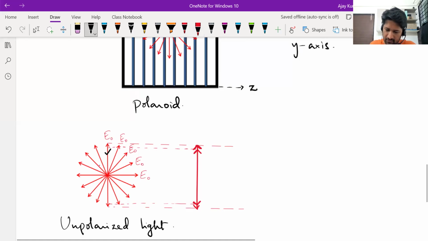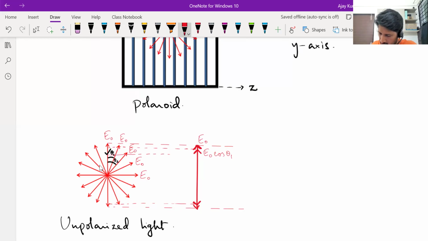Let's say the second wave makes an angle theta 1 with the y-axis. So one electric field that passes is E naught. The next electric field that passes is E naught cos theta 1. Then the third wave you consider, assume it makes an angle theta 2 with the y-axis. How much will its component be? E naught cos theta 2. And that component is what is allowed to pass.